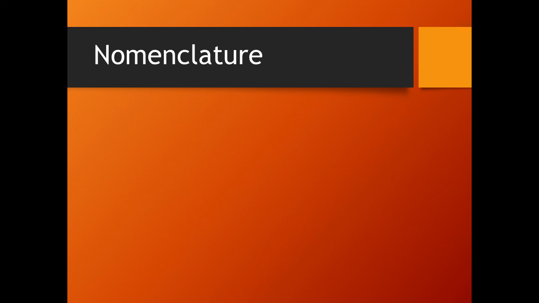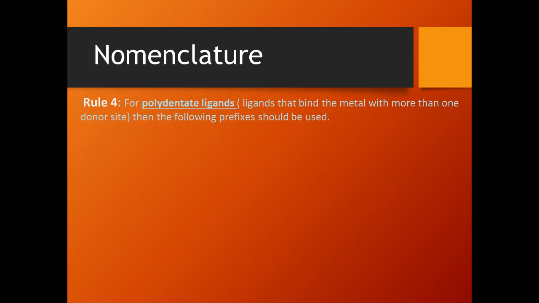Welcome to part 4 of this lecture series. Here we are going to see about rule 4. Rule 4 is exclusively for polydentate ligands. Polydentate ligands means ligands that contain more than one donor site.